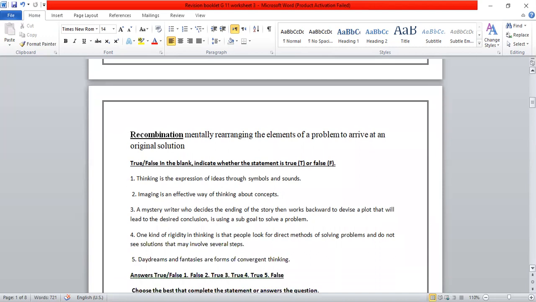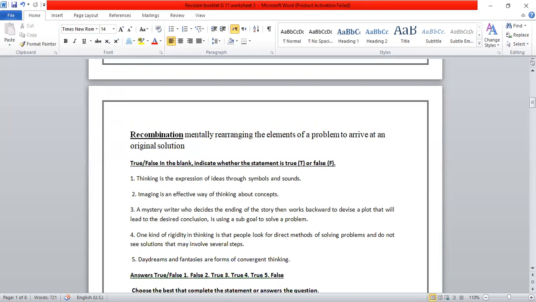Let's dig deep through some facts. Thinking is the expression of ideas and symbols and sounds. Yes, it's true. When you think, you are expressing your ideas, your sounds, and your samples. Imagining is an effective way of thinking about concepts. If you are imagining, is it an effective way to think about the concept?